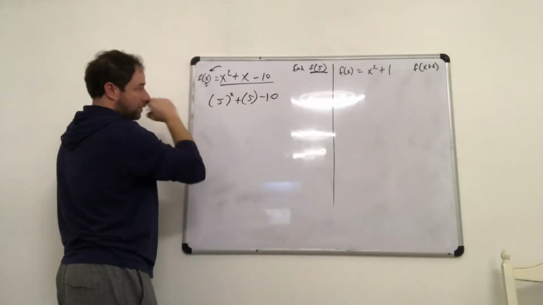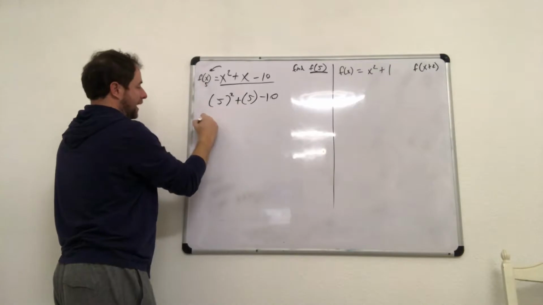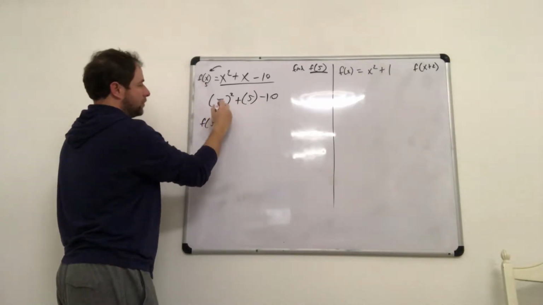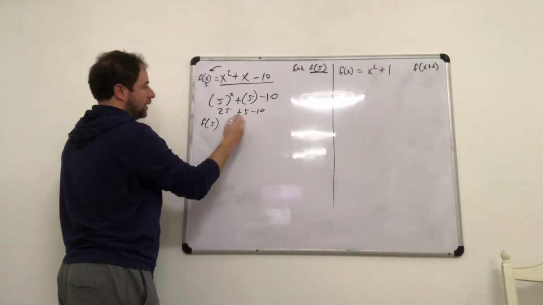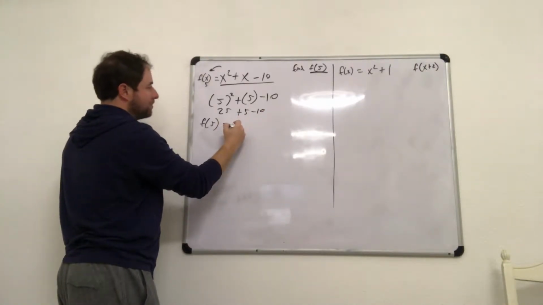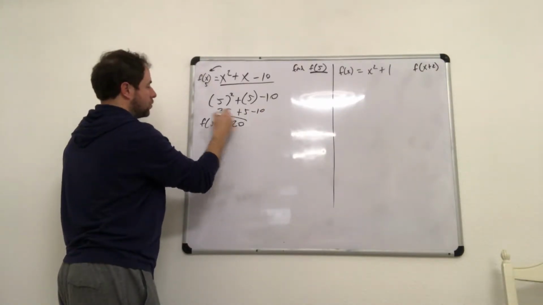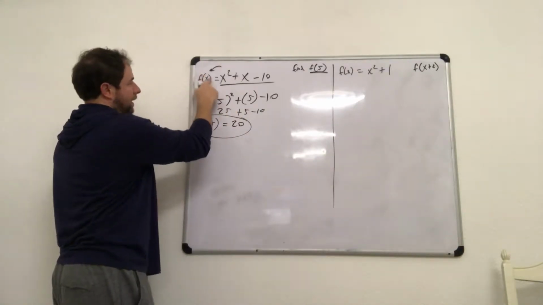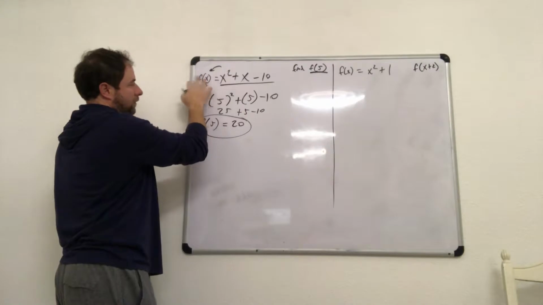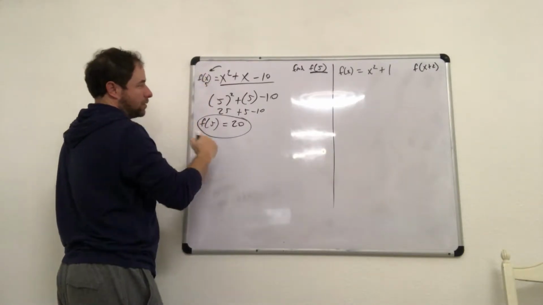So the answer to f of 5 is going to be 25 plus 5 minus 10, which is going to equal 20. And that is your answer. Don't be intimidated by this f of x over here because it's not a part of the equation.